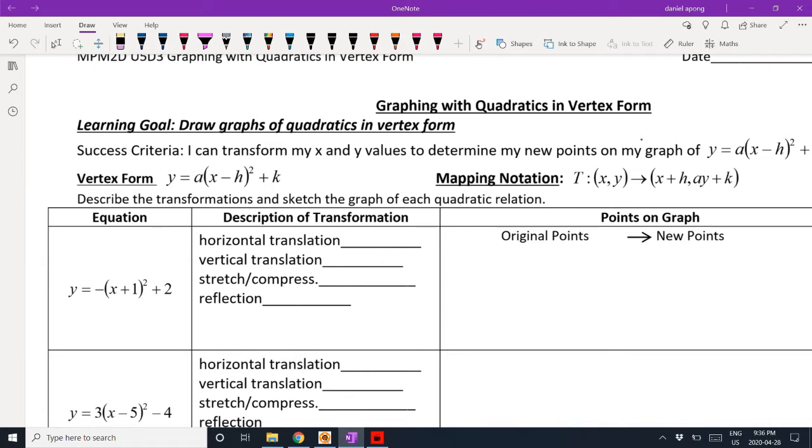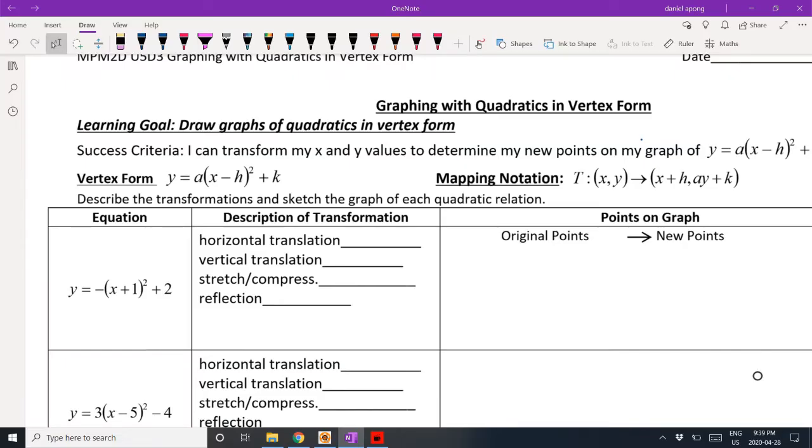Today we're going to be practicing graphing quadratics in Vertex Form using these parameters, and I'm going to show you another way to do it algebraically. So let's begin. Let's look at our first example here. We have y is equal to negative bracket x plus 1 close bracket squared plus 2.